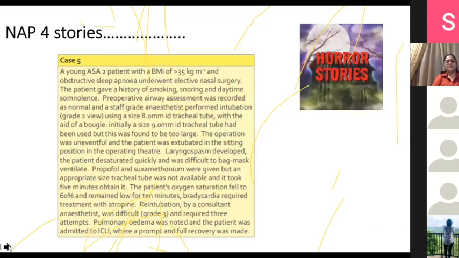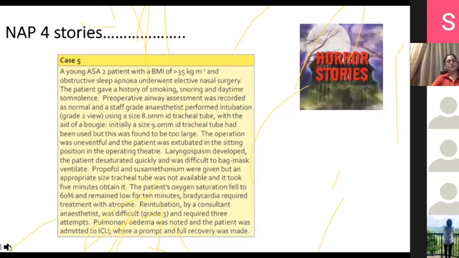Laryngospasm develops and the patient desaturates quickly, and they find that they're unable to bag mask ventilate. Here, propofol and succinylcholine were given, but an appropriate size tracheal tube was not available in the second round. And it took about 5 minutes to obtain the correct size tracheal tube to intubate the patient. By this time, the oxygen saturation has gone down to 60%, and it remains like that for 10 minutes. And the patient develops bradycardia secondary to hypoxia, which responds to atropine. And a consultant comes in by this time and re-intubates.